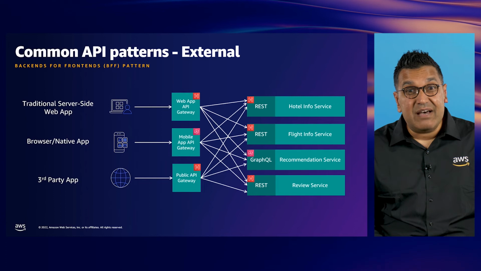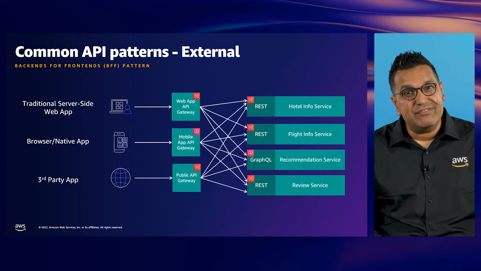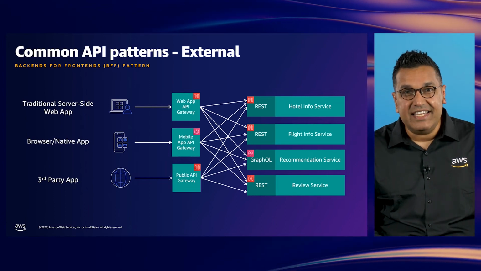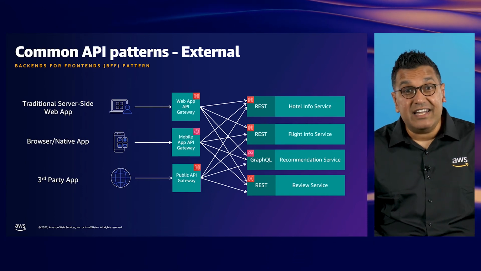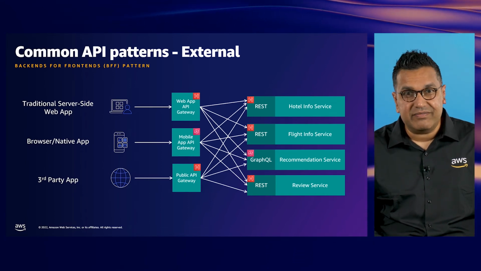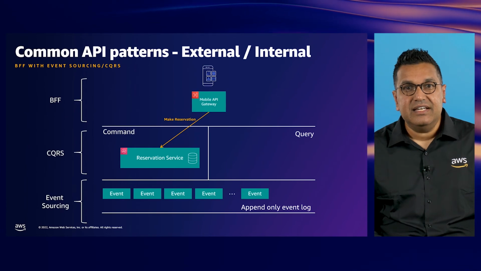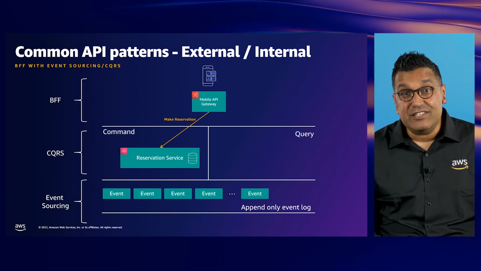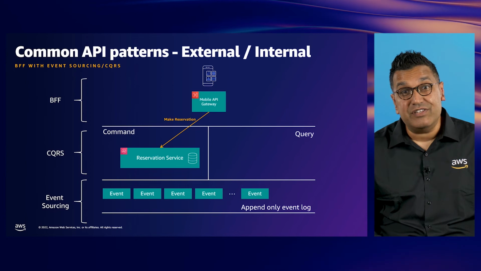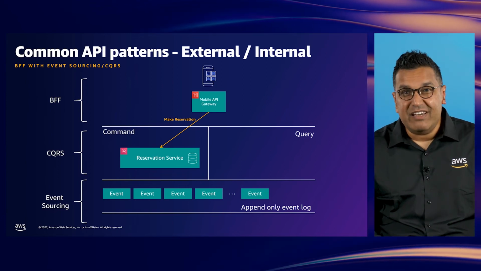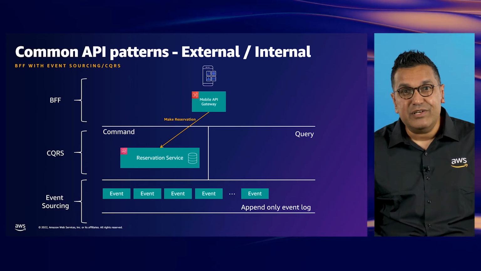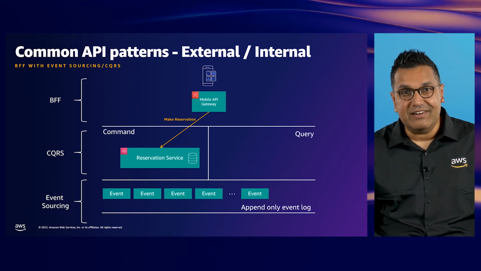GraphQL and AWS AppSync is a great fit for backends for frontends because each client can get exactly the data it needs, reducing the amount of data and response time in your applications. Backends for frontends is often combined with different microservice design patterns. Here we have a combination of BFF, backends for frontends, being used with event sourcing and CQRS.